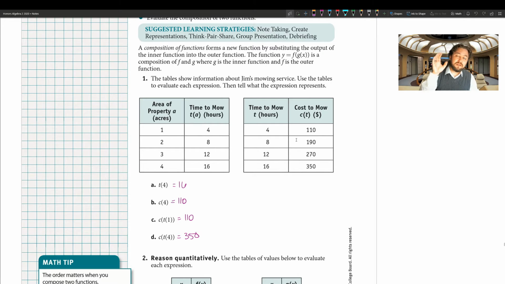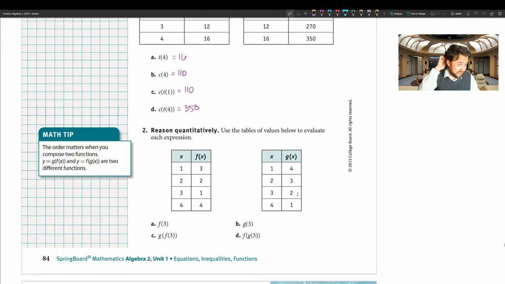So I'm taking the output from one and putting it as the input in the other, just like we did in the previous lesson. All right, so we're going to do a little bit more practice with this. We're going to use the tables below to evaluate each expression. All right, cool. F of 3. So f of 3 looks to me like it's 1. Cool. The next one is g of 3. G of 3 looks to me like it's 2.